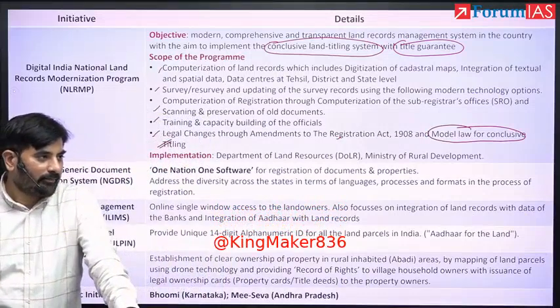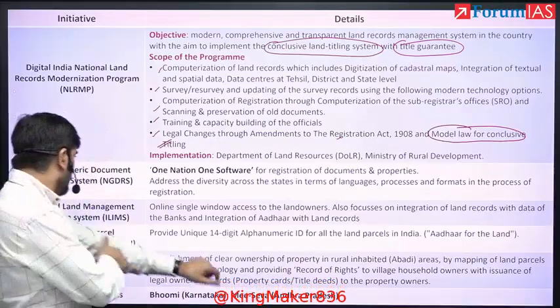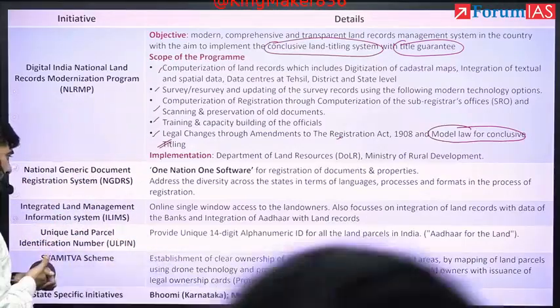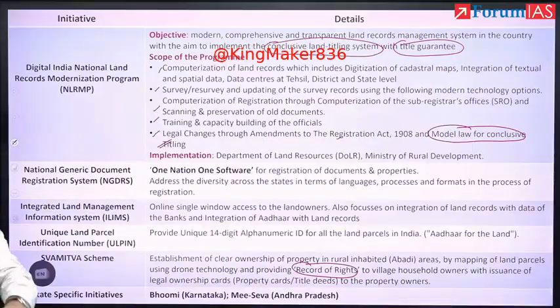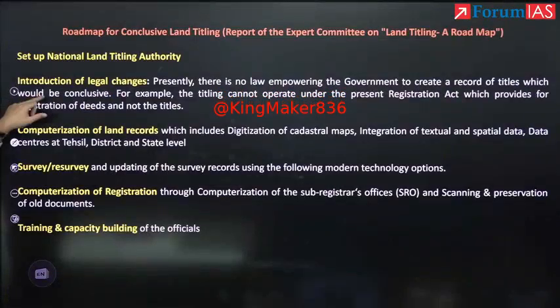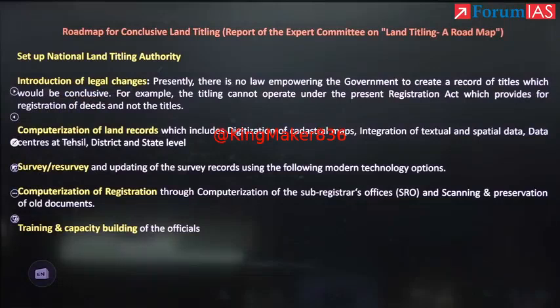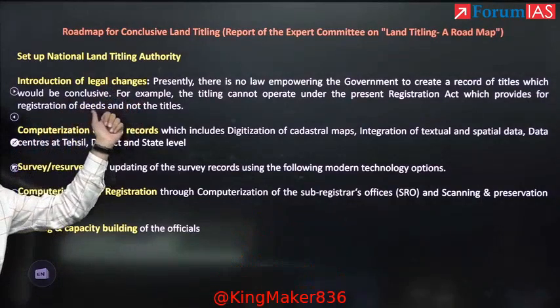That is not conclusive titling. That is only the property card. It's a record of rights. I think I mentioned here. Record of rights. Okay, I'll come to that point. Is this part clear? For your understanding, I've also incorporated, look at this, introduction of legal changes. Presently, there is no law empowering the government to create a record of titles which would be conclusive. For example, the titling cannot operate under the present Registration Act, which provides for registration of a sale deed and not the title. I hope it's clear.